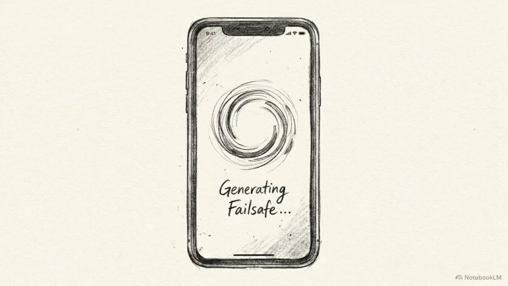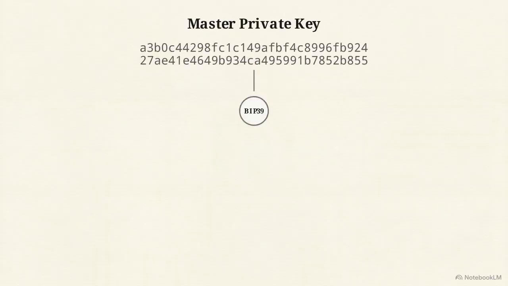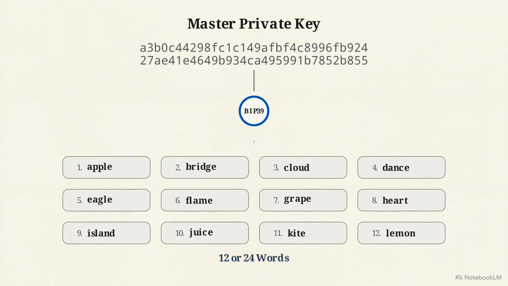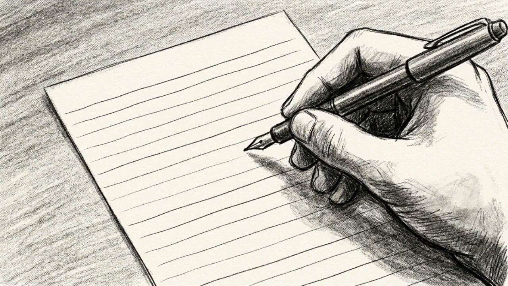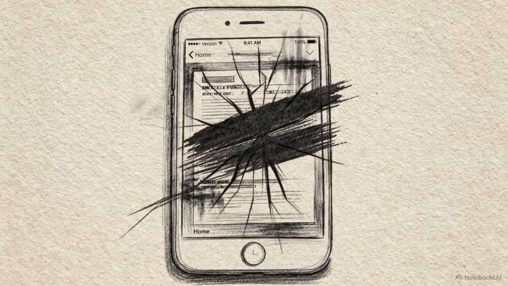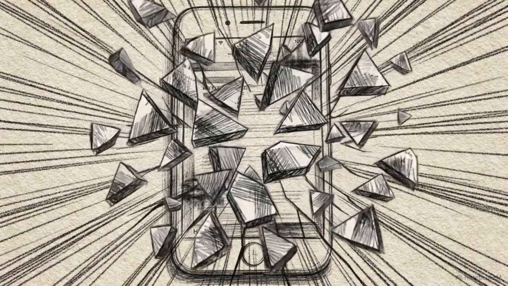Next, the app will generate your secret recovery phrase. The software automatically converts your master private key into a readable format of 12 or 24 words. You must physically write these words down. Record them from left to right in exact chronological order. Do not capture this phrase digitally. No local notes applications, and absolutely no screenshots.